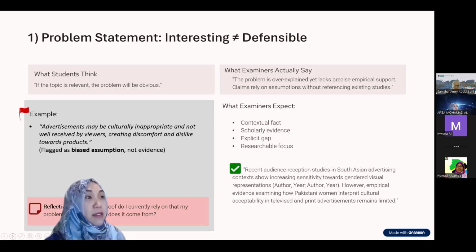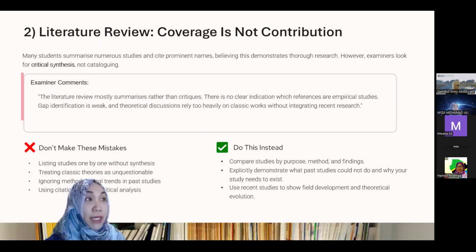Examiners want to look at a problem statement that is defensible, not just interesting. Now somebody said the literature review is their challenging area. Bear in mind that a literature review does not mean that you report everything. Coverage is not contribution, if you cover everything but don't analytically use it towards answering your RQs. Many students summarize numerous studies and cite prominent names, believing this demonstrates thorough research. However, examiners look for critical synthesis.